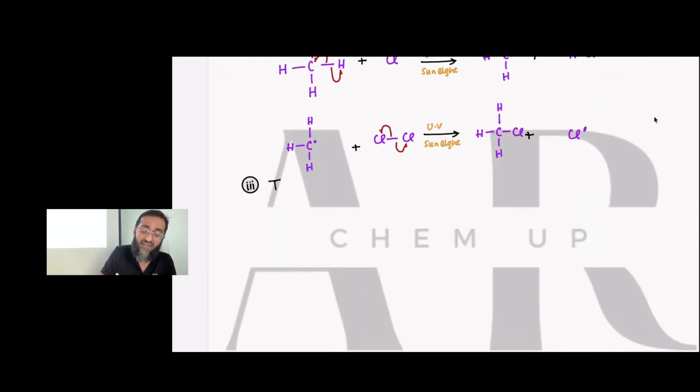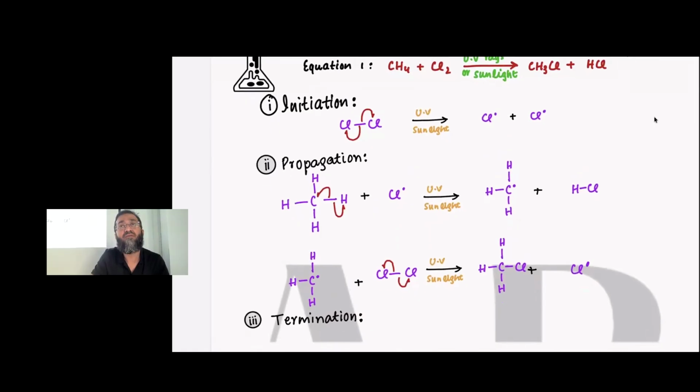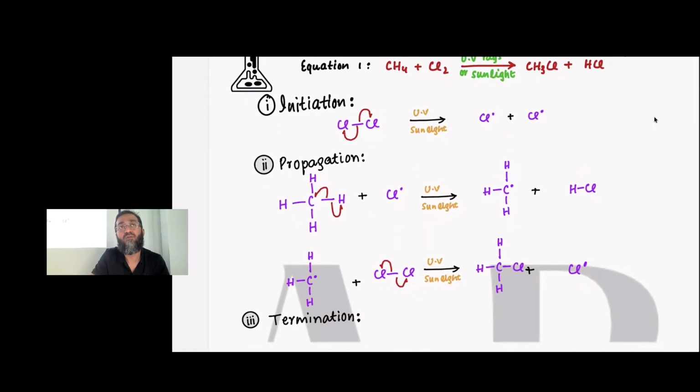termination. So what does termination mean? To terminate something, to end something. So over here, the radicals are being terminated. How many different types of radicals are formed? Two. One is a chlorine radical and one is an organic compound radical, that is a methyl radical.